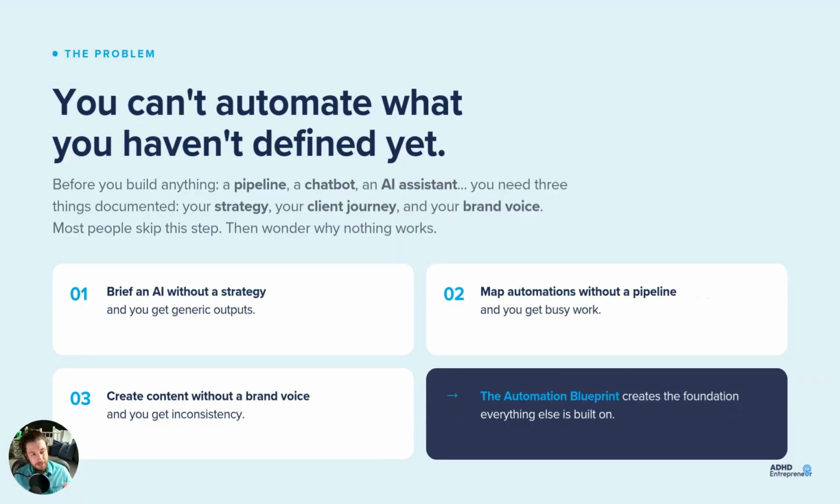So, what is the issue here? You can't automate what you haven't yet defined. So, before you build anything, a pipeline, a chatbot, an AI assistant, you need 3 things documenting: your strategy, your client journey, and your brand voice. And most people skip this step and then wonder why nothing works.